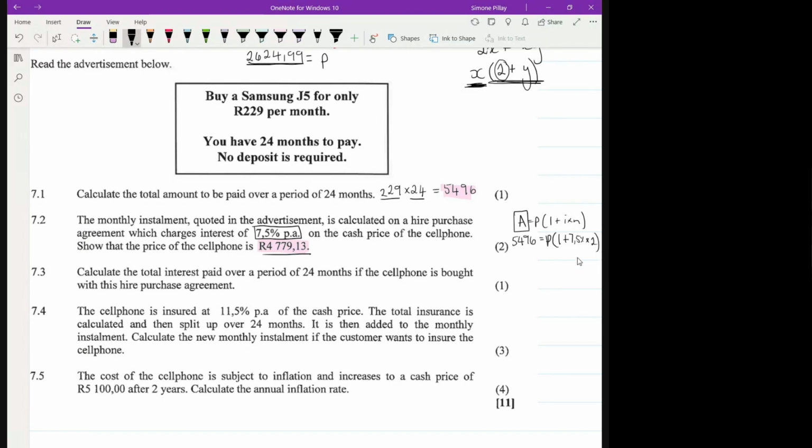Before I even solve what's in the bracket, I can see I can divide by this whole bracket to get P by itself. So that is what I'm going to do. And I'm going to divide on the other side as well. 1 plus 7.5% multiplied by 2. And then that will leave me with P over here. Remember, these brackets will now cancel out with each other. And what am I left with on the other side?